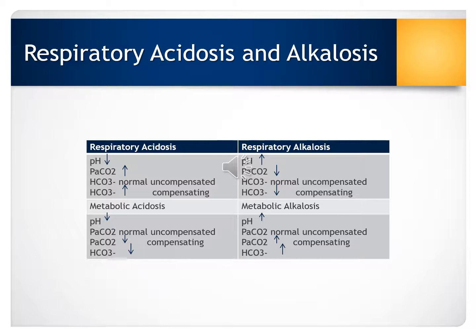You will use this table to help you decide if your patient is in a respiratory or a metabolic imbalance, and if they are acidotic or alkalotic. You will also use this to determine if the patient is compensated or uncompensated. This will be a chart that you will also want to memorize.